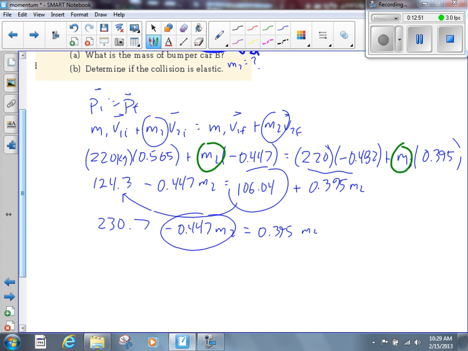That's what we're really doing here, right? Taking this over by adding. What's 0.395 plus 0.447? 0.842. So it's going to be 0.842 m. That's it. It's as simple as that. We're just adding the coefficients there.